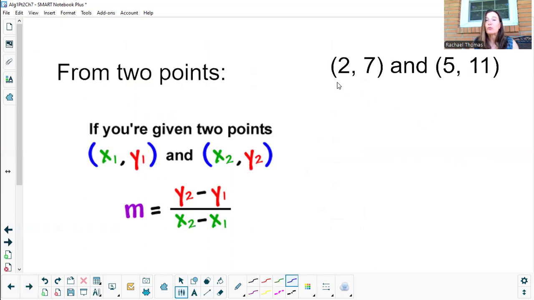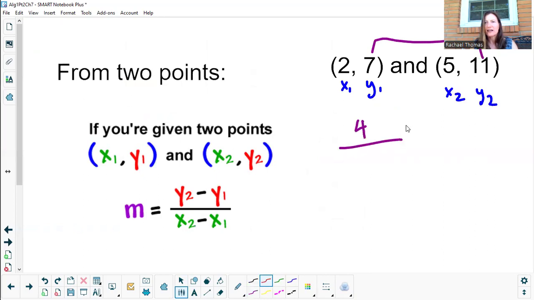Okay, from 2 points, if I'm given 2 points, I'm going to call them x1, y1, and x2, y2. I'm going to subtract the y values to get my change in y. 11 minus 7 is 4. I'm going to subtract the x values. 5 minus 2 is 3, and that is my slope.